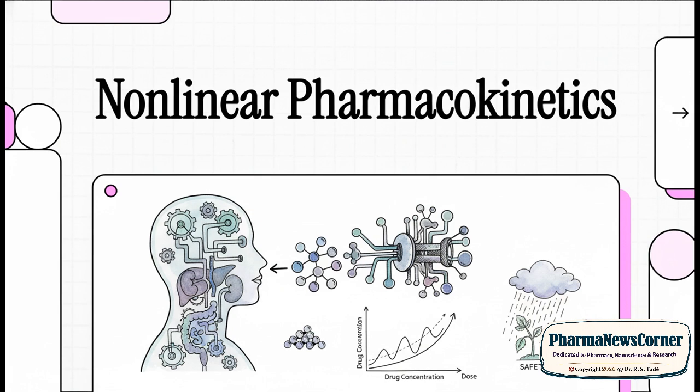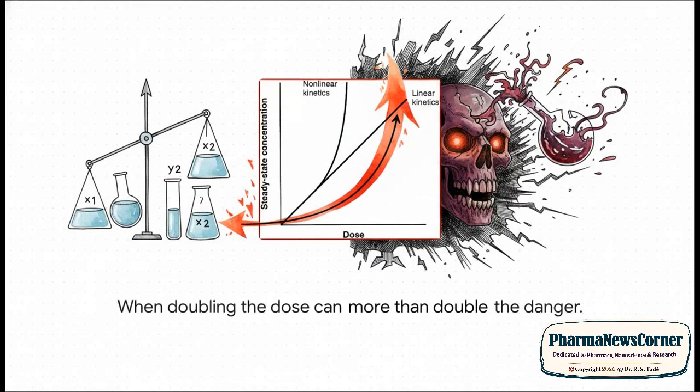Let's jump in. For most drugs, the math is pretty simple. Double the dose, you double the concentration in the body. That's what we call linear kinetics. It's predictable, it's a straight line. But for some drugs, the story is totally different. Doubling the dose can cause the concentration to just skyrocket. That's nonlinear kinetics, and that steep, dangerous-looking curve is exactly what we're here to understand.